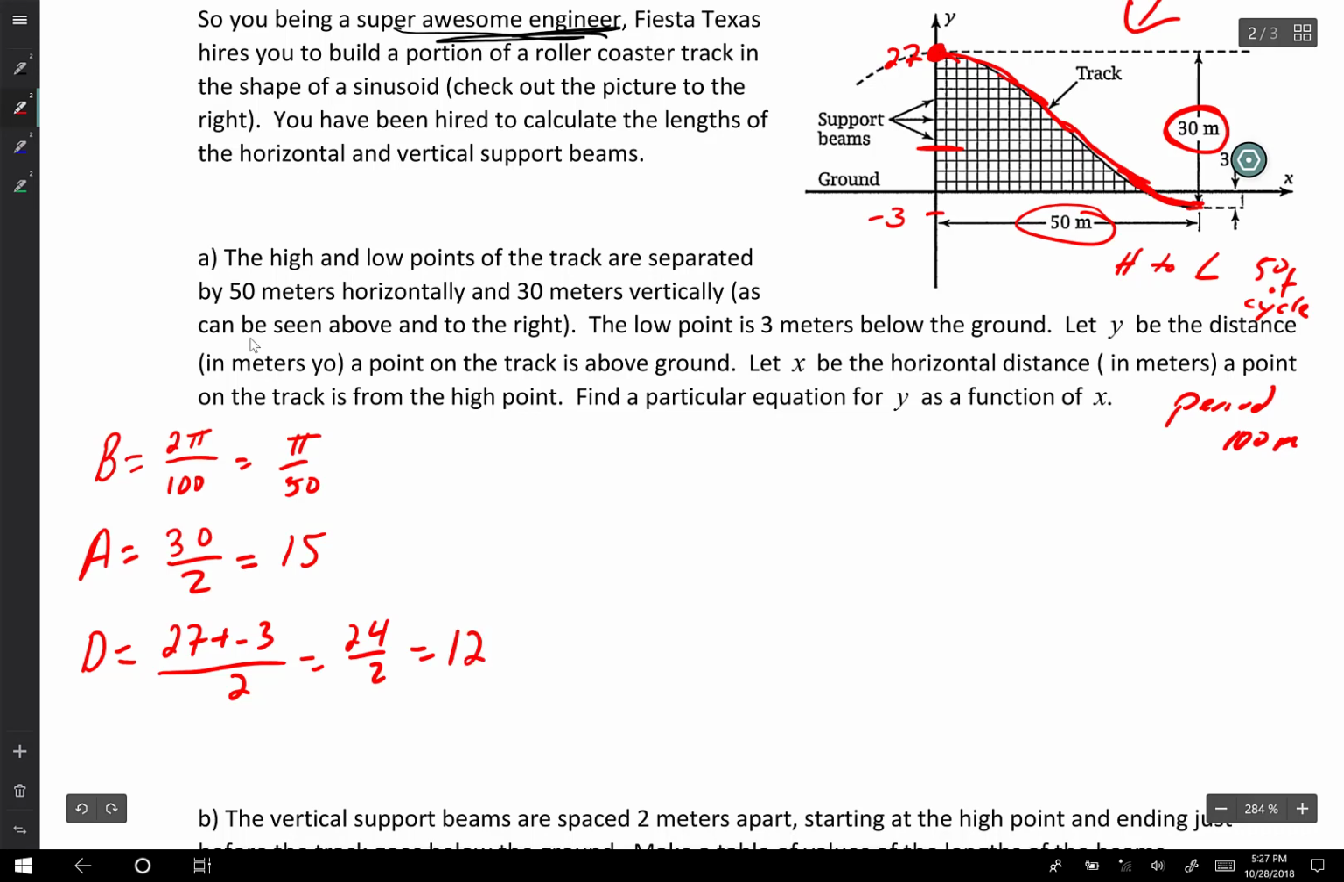I think, do I have everything? Let's see, A, B, oh, the C. Well, the C is 0 because I haven't moved. So here's your equation, guys. Y equals 15 cosine, open parenthesis, pi over 50 x, close it, plus 12. And you're done. That's it.